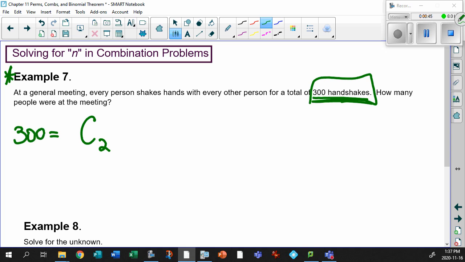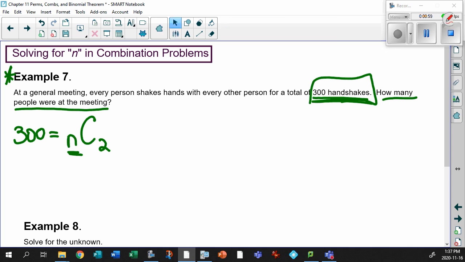Is there something missing here? Yeah, right there. What would that be? It says how many people are at the meeting. So that's N. I see. So we're in a little bit of a predicament here. We have to somehow solve this thing in order to figure out N.